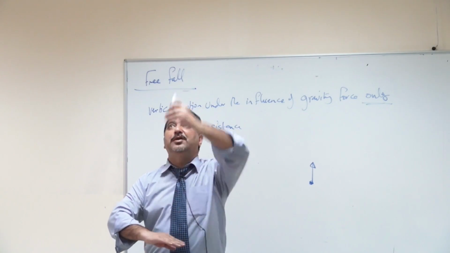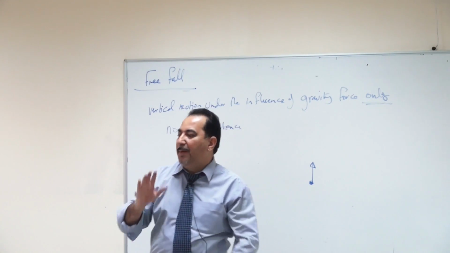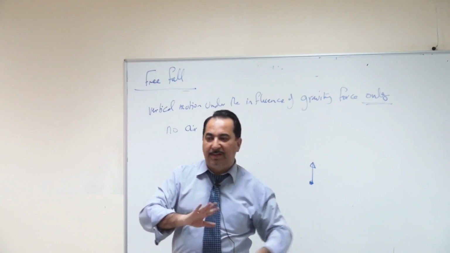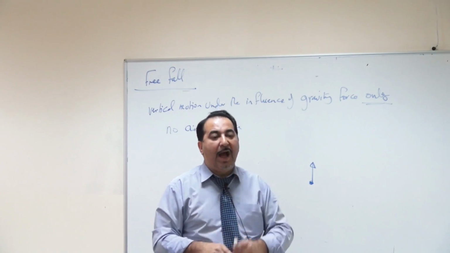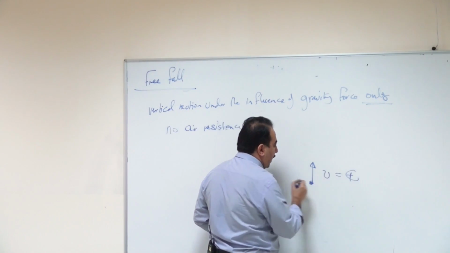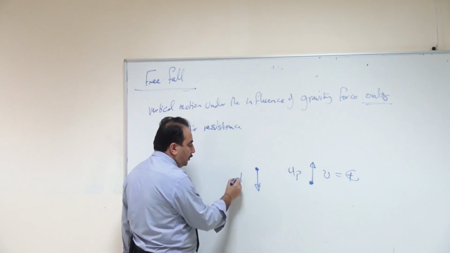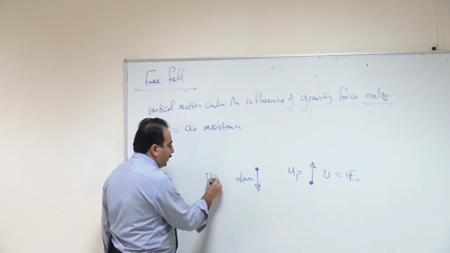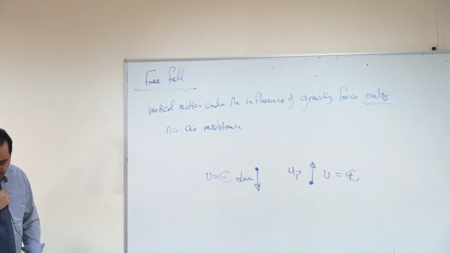What is the velocity when you throw it up? Positive. Remember, we agreed that right is positive, left is negative. In a free fall or vertical motion, up is positive. If the velocity is up, it's positive. But if the object is pointing down, the velocity is negative. So we have velocity up and velocity down.